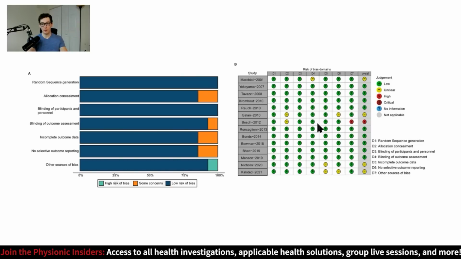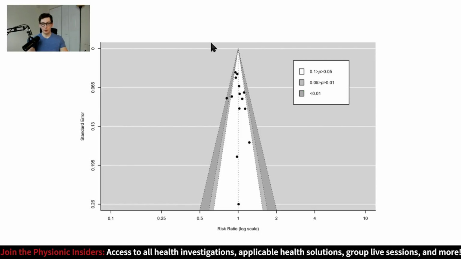So a lot of them are low risk of bias, which indicates that there's low risk or low probability that we're going to run into any sort of methodological issues that may confound the results that we're going to be looking at. Another thing to look at is a funnel plot or a pyramid plot for looking at risk and looking at bias.